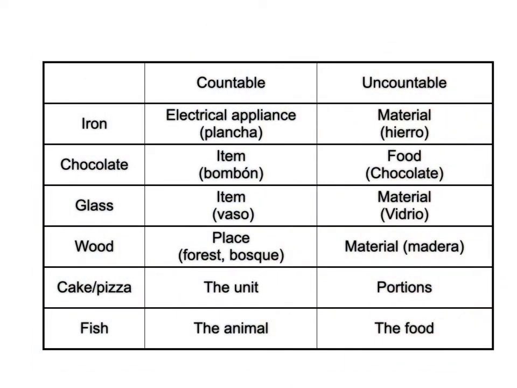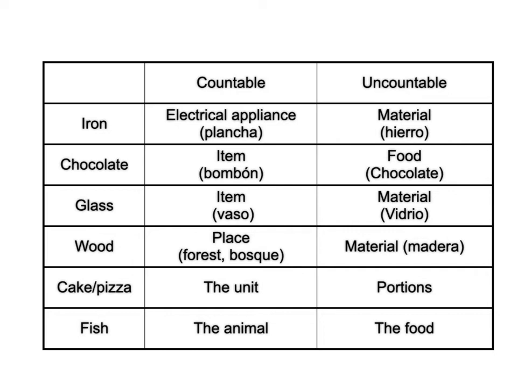Now, depending on the meaning of some words, you can use them either as countable nouns or as uncountable nouns. We have seen some of them in class. We are going to review a little bit. We have iron, that is countable if it is an electrical appliance, and uncountable if it is the material you do things with. Chocolate, if it is a part of a box of chocolates, as we have seen in class.